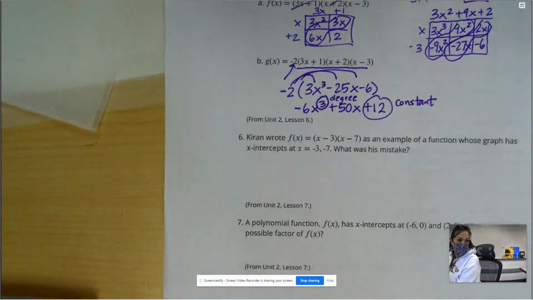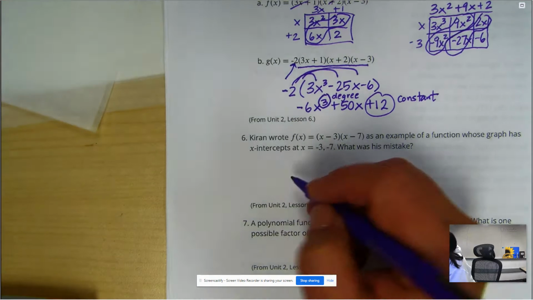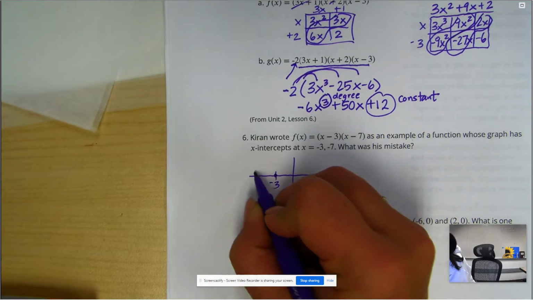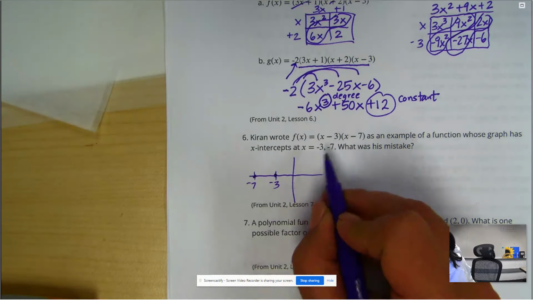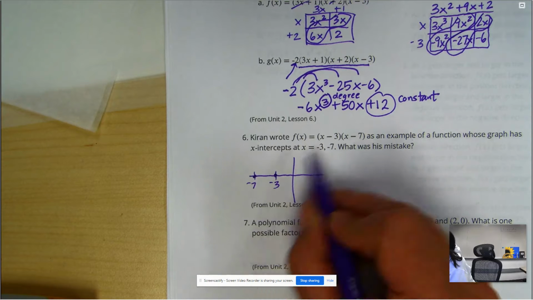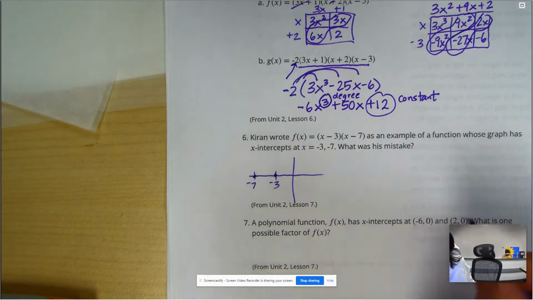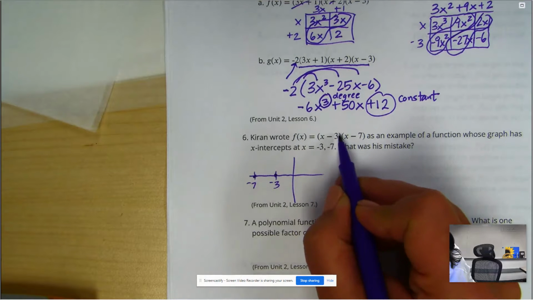All right, last one. Number 6, Kieran wrote f of x equals x minus 3 times x minus 7 as an example of a function whose graph has x-intercepts at x equals negative 3 and negative 7. What is his mistake? So if this touched at negative 3 and negative 7, right? Those are the values that turn the equation into 0. If you put a negative 3 in there, negative 3 minus 3 is negative 6, right?